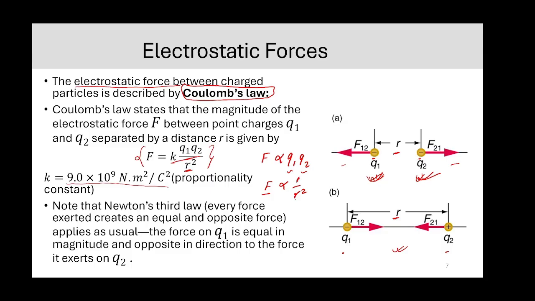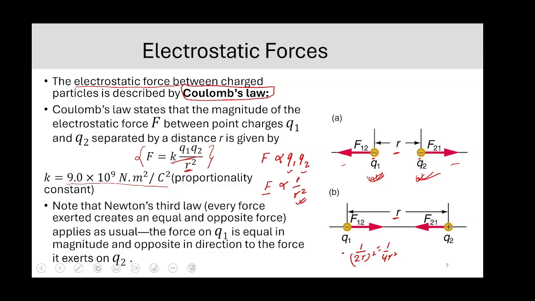square. And what this means is that if you double the distance, if you change the distance from R to 2R, then the force becomes 4 times weaker, because it will be 1 over 2R square, which is 1 over 4R square. So doubling the distance between the charges will make the force 4 times weaker.